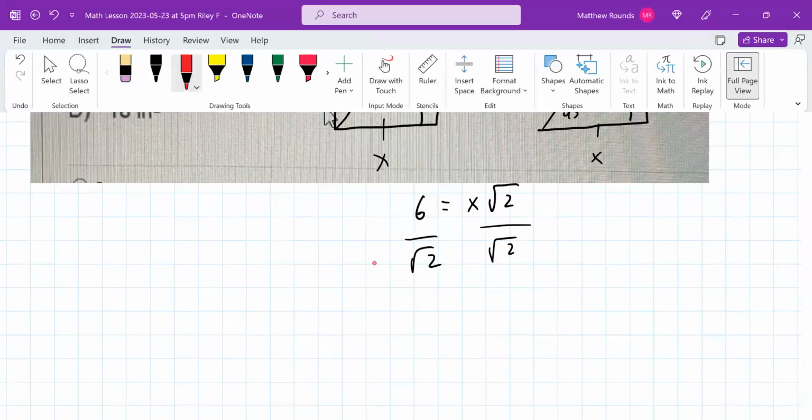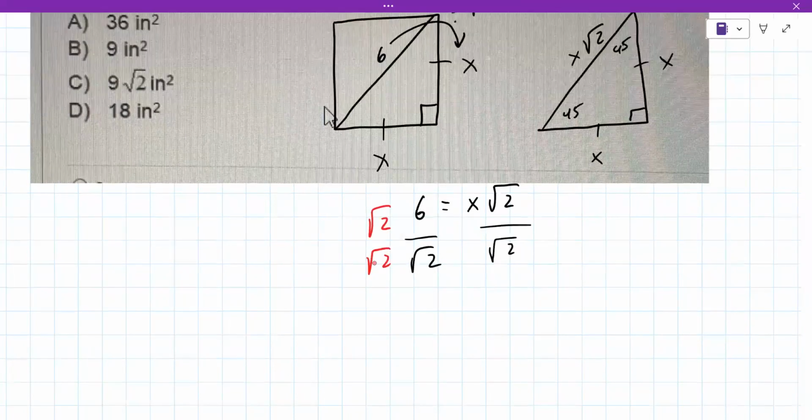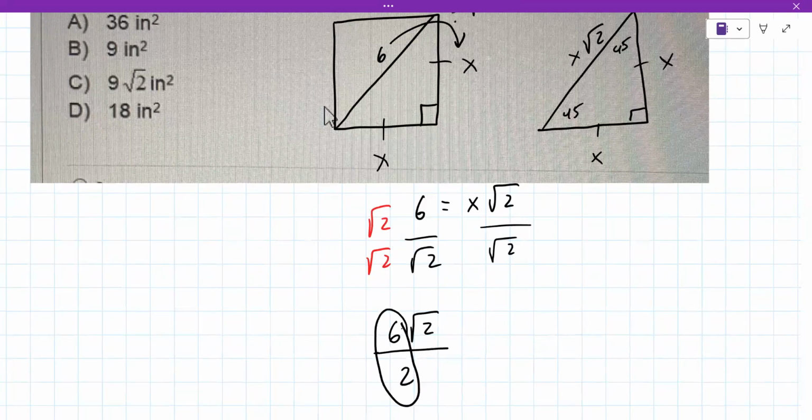Yes. You multiply 6 times square root of 2, yep, over what goes on the bottom? What's square root of 2 times square root of 2? Over 2, and then you can divide. So it's 3 square root 2. Good. Now that is not the answer, and thankfully it's not there.